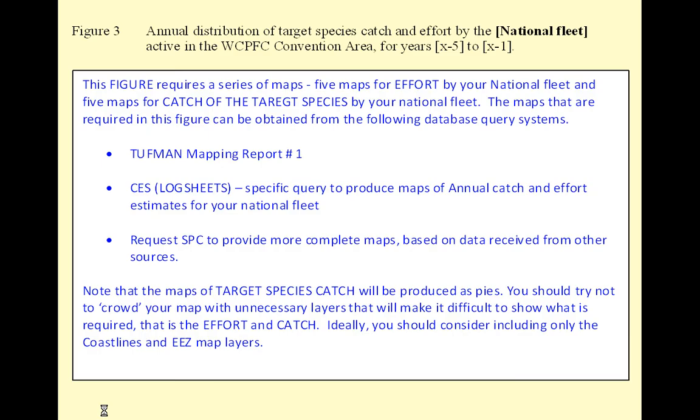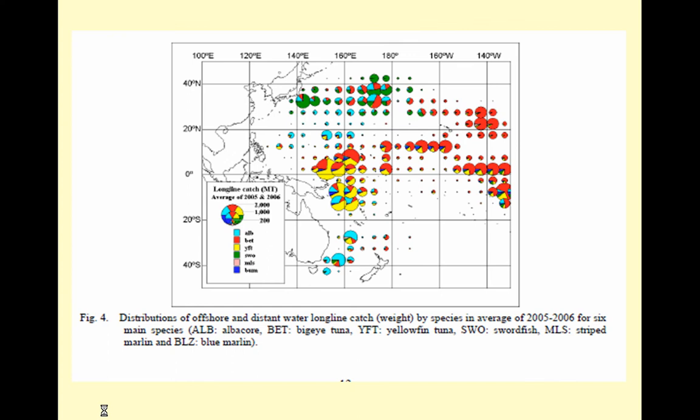Figure 3. Annual distribution of target species catch and effort by National Fleet active in the Convention Area for the previous 5 years. Figure 3 requires 5 maps of effort and 5 maps of catch. You would use Tufman Mapping Report number 1, grouped by year. Maps run for effort only and catch and weight for the target species. Here we see an example of catch and weight for 6 main species.